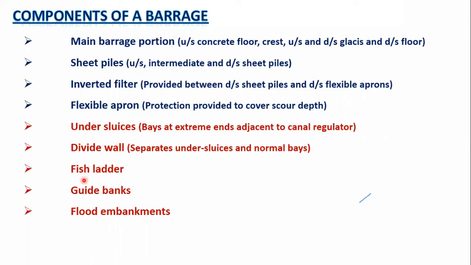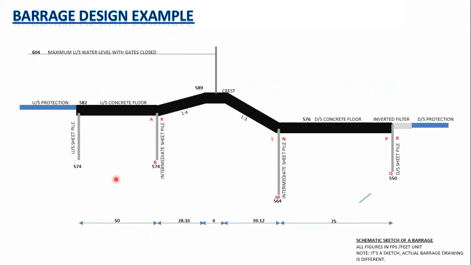A fish ladder for allowing aquatic life, or for allowing fishes to pass through the barrage, is constructed. A fish ladder is a channel which is provided for allowing fishes to pass through the barrage.